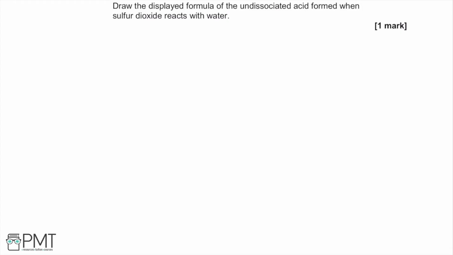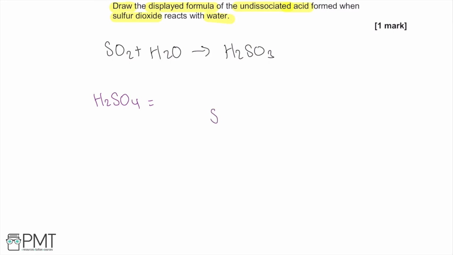For the final part of our question, we are asked to draw the displayed formula for the undissociated acid formed when sulfur dioxide reacts with water. Now, when sulfur dioxide reacts with water, we get H2SO3, and initially this may create an issue. But using our knowledge from organic chemistry, we know how to draw H2SO4, which looks like this, where the sulfur is bonded to 2 OHs and 2 double bonded oxygens.